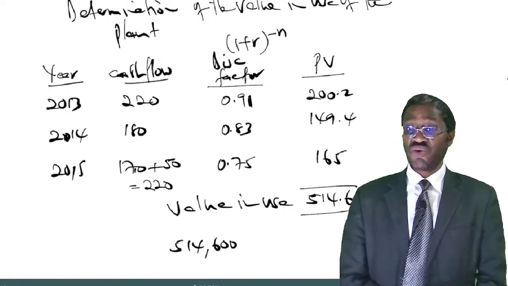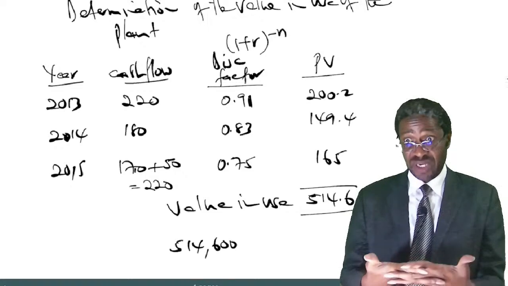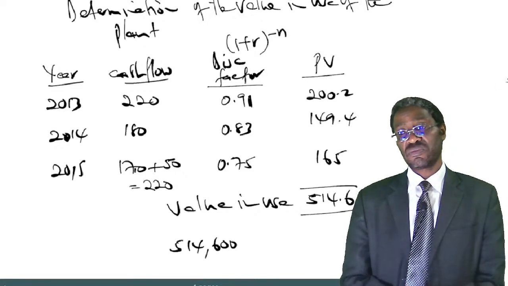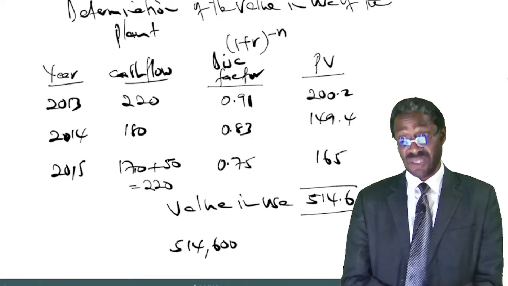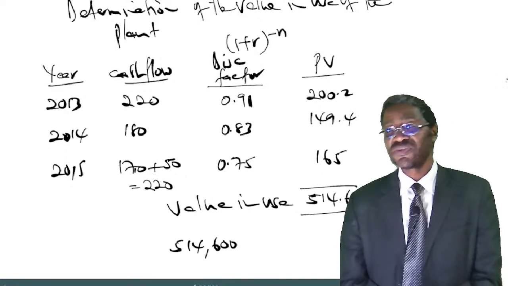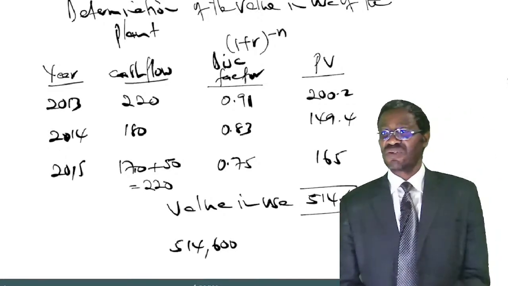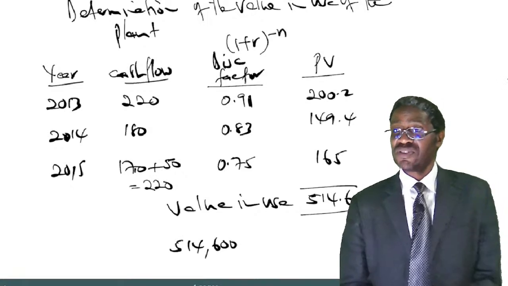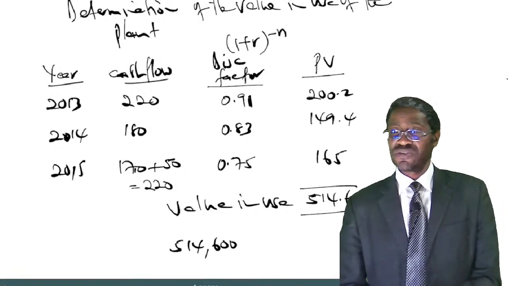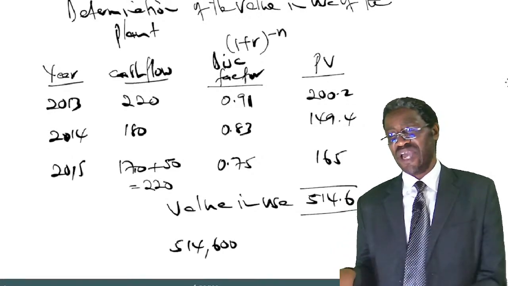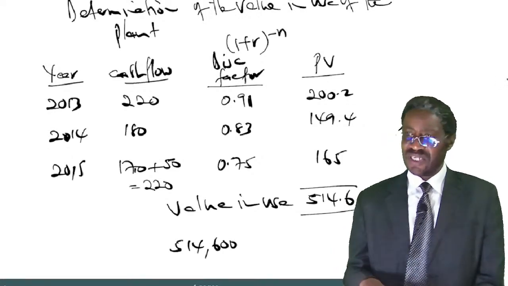Have you concluded? What have you concluded as to whether this plant has suffered an impairment loss or not? Has it suffered? Somebody says no. What about the opinion of somebody else? Somebody says no. Good. Now, listen.